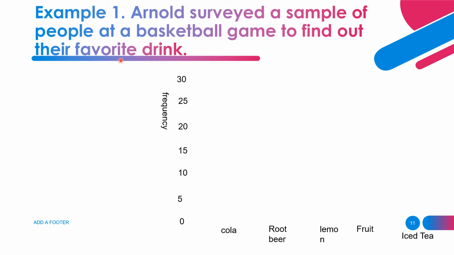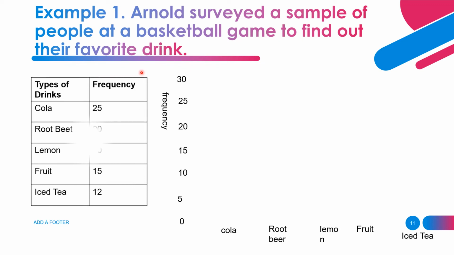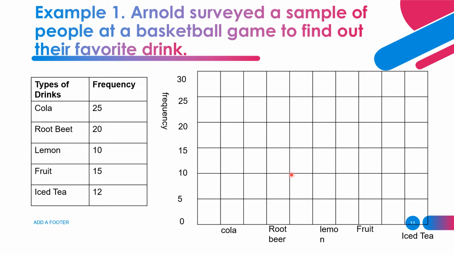Okay, so we have an example here. Arnold surveyed a sample of people at a basketball game to find out their favorite drinks. Okay, and we will be using this graph paper. Highlighter. Okay, so pen muna gamitin natin. Ayan, highlighter na lang. Then we will use different colors.